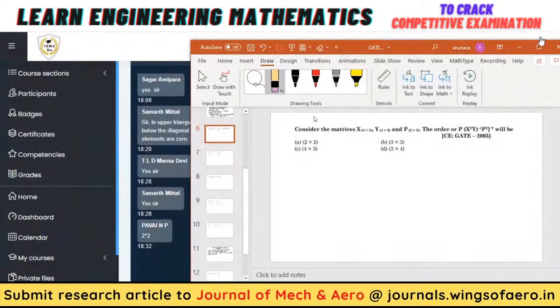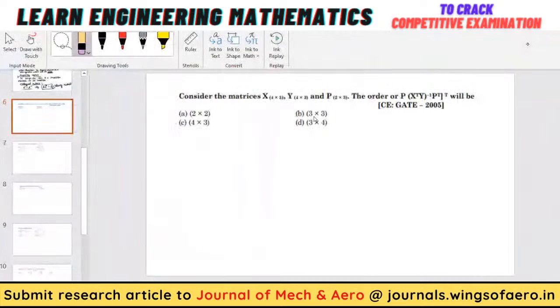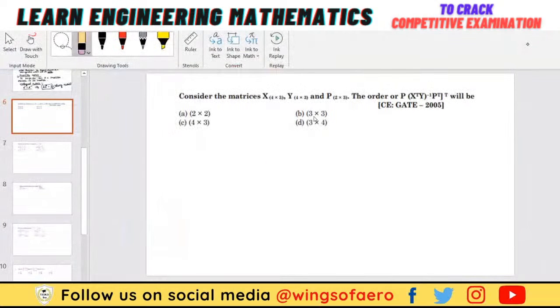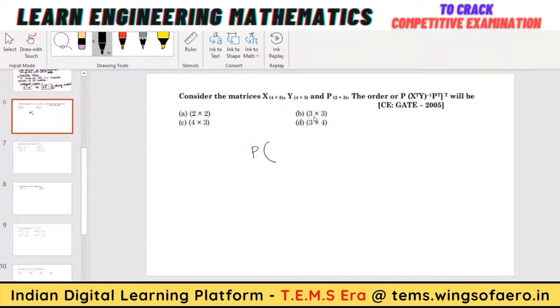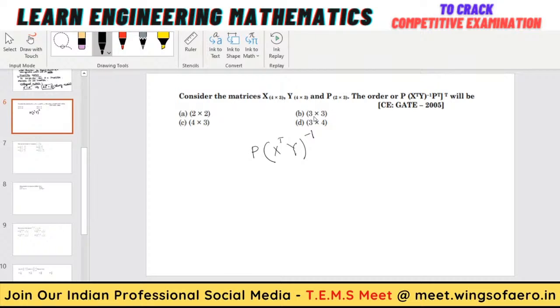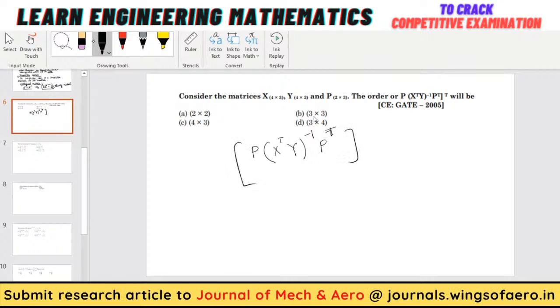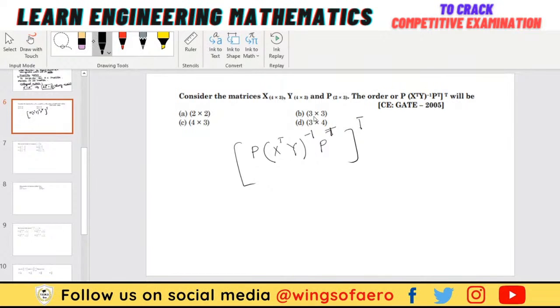Everybody, so in the question, is anything written as X, sir? X transpose, something like that? I am writing this. Okay. This is P. First it is P. Then it is X transpose. Then it is Y inverse. Then it is again P transpose and the whole bracket transpose. Okay. Okay, sir.